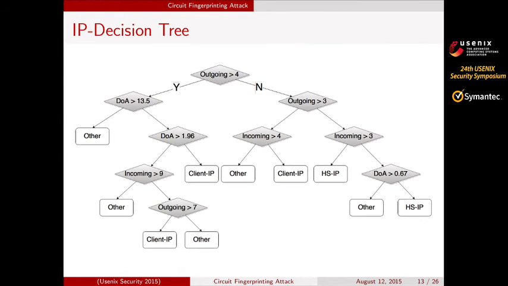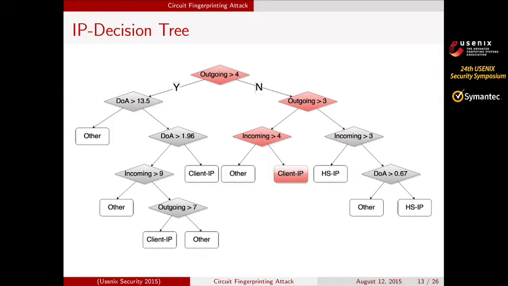So here's a more human legible version of the tree. The way to read the tree is that if it's taking the left branch, that means it satisfied that decision. If it's taking the right branch, then it didn't. Some interesting paths here, for instance, are that if the duration of activity is less than 1.96 seconds, it got classified as client IP, which is exactly what I described before, that they're extremely short-lived.